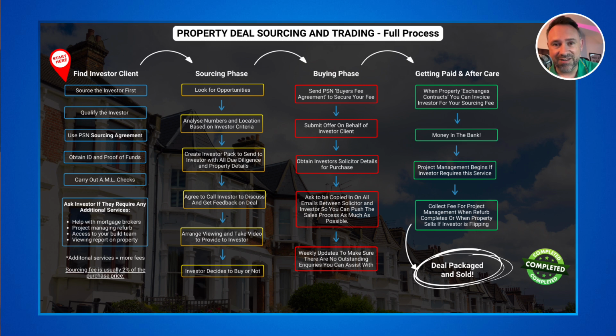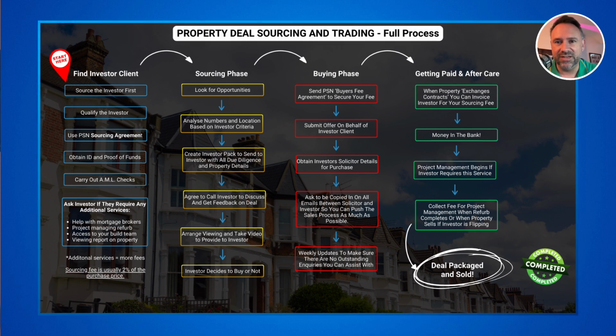And that's it. That is the complete step-by-step property deal sourcing and trading process.